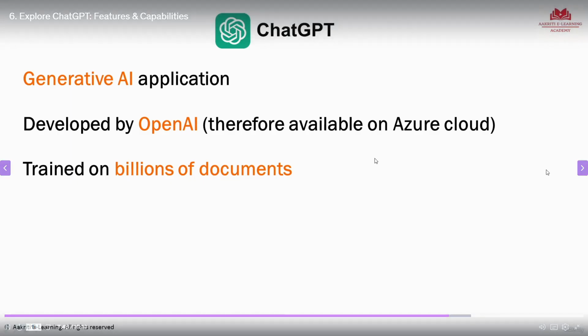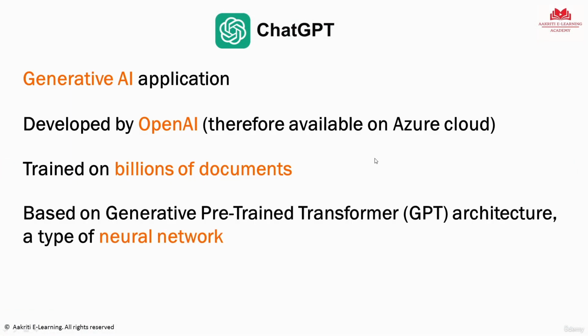Fourth point, it is based on generative pre-trained transformer architecture, and this is where the word GPT in ChatGPT comes from. It's a type of neural network, and we already saw in the last video what neural networks are and how good they are in handling complex cases like text generation, image generation.